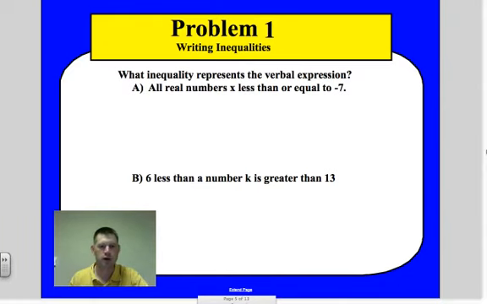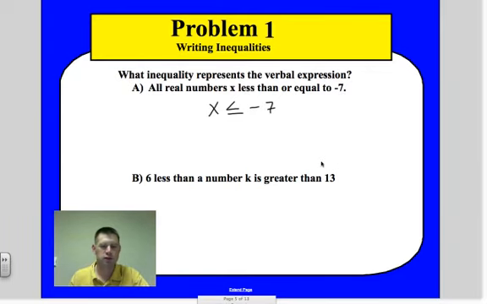So problem number 1 says, what inequality represents the verbal expression? As we look at this one, it says all real numbers x less than or equal to -7. As we start to work through this, the first thing we notice is that it says all real numbers, which just means anything. And it says x less than or equal to -7. So that seems pretty simple. We're going to say, all right, I want x values that are less than or equal to -7. So pretty simple.